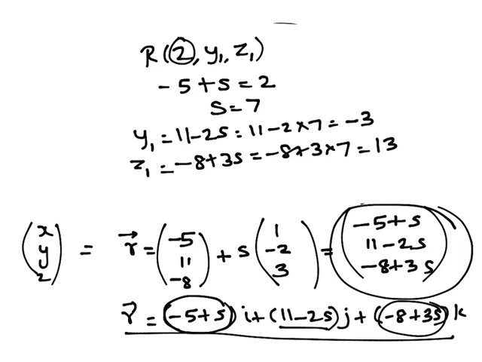So Y1 is minus 3 and Z1 is 13, students. So basically it means the point R is 2, minus 3, 13. The coordinates are 2, minus 3 and 13.